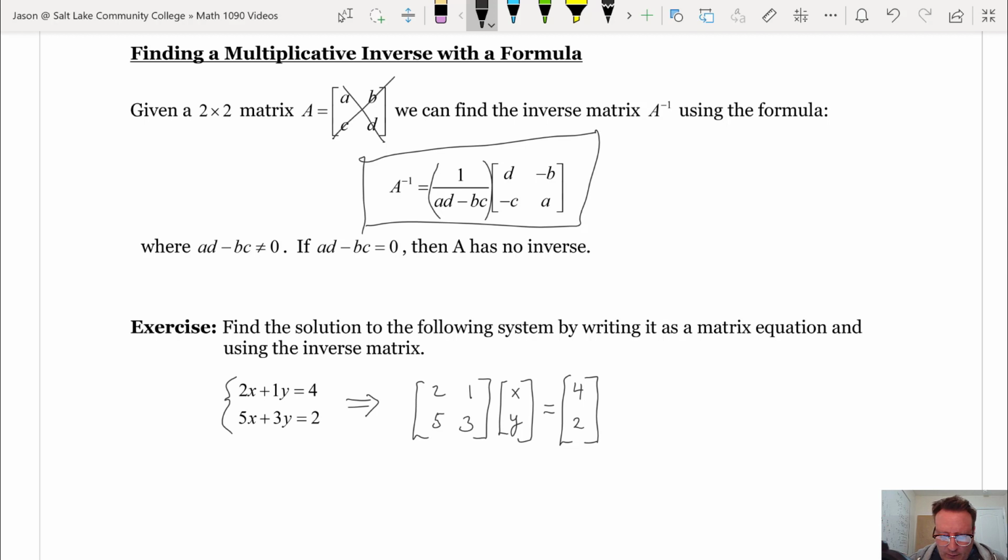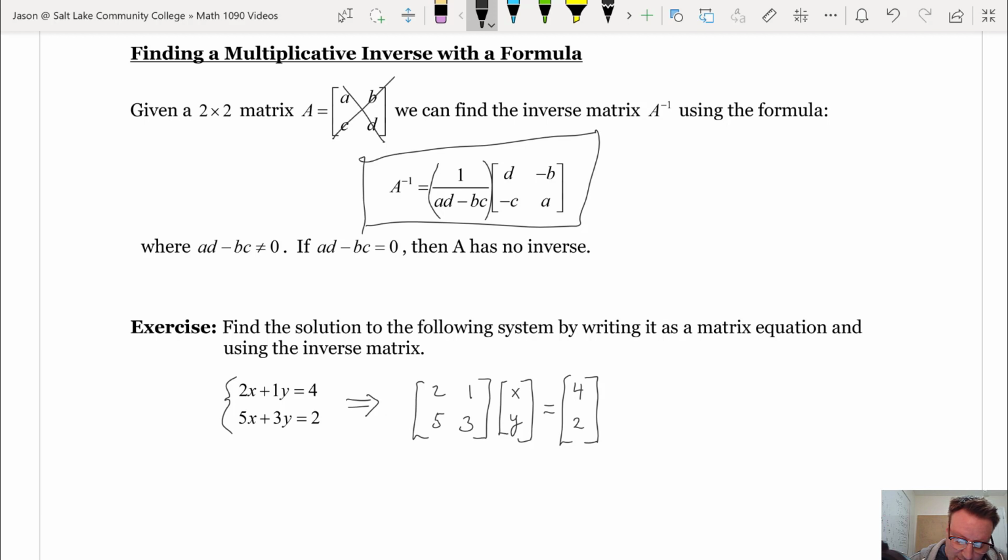Okay? Notice if you multiply out this left-hand side, you do indeed get just this expression here. Right? If you take this row containing 2 and 1, you pair it up with x and y, you get 2x plus 1y, and that has to equal 4. And then you take this second row, pair it up with the x and y, you get 5x plus 3y, and that has to equal 2. So you get the two equations from the linear system. Okay, so this is an equivalent way of writing the linear system.